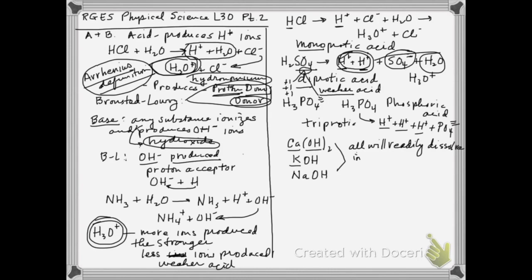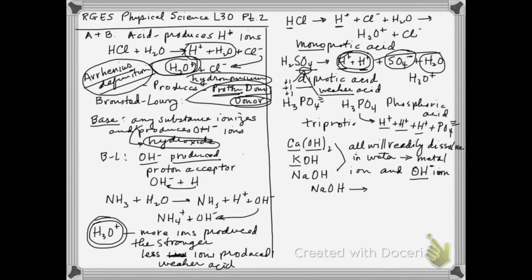They'll ionize, they'll break up in water. And so all 3 will dissolve in water and they will yield a metal ion and an OH ion. Remember that? The hydroxide. Right, let's put a little minus there because it's always a minus ion.